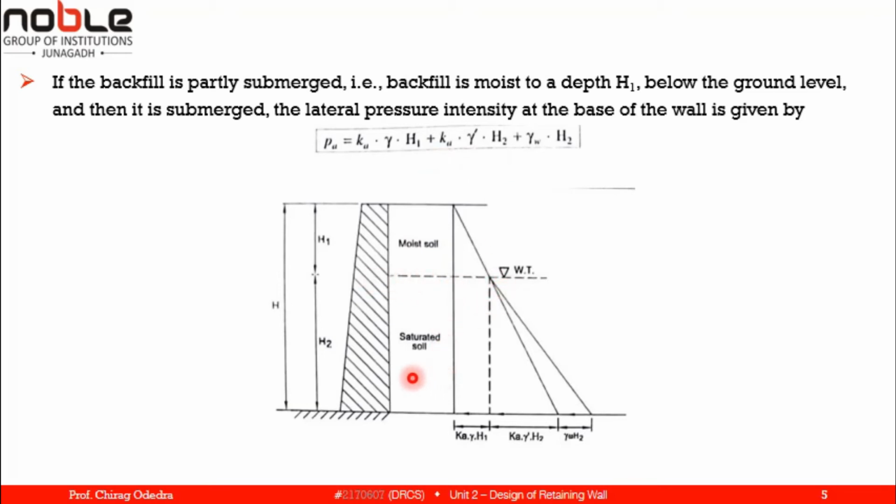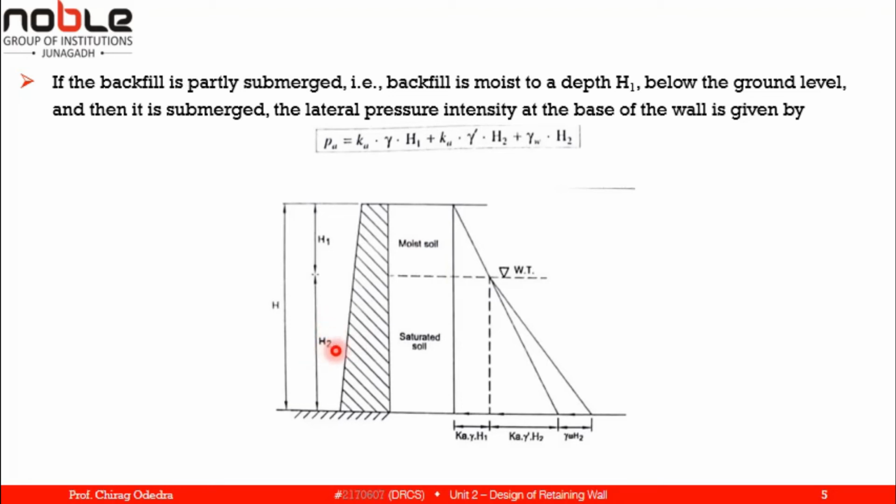The unit pressure because of the submerged soil, that is K into gamma dash, only gamma dash h2. Here gamma dash is the submerged unit weight of the soil, and h2 is the height of the saturated soil. Then we have to add the unit weight of water, that is gamma w into h2, because of that in this portion, the soil is fully submerged.